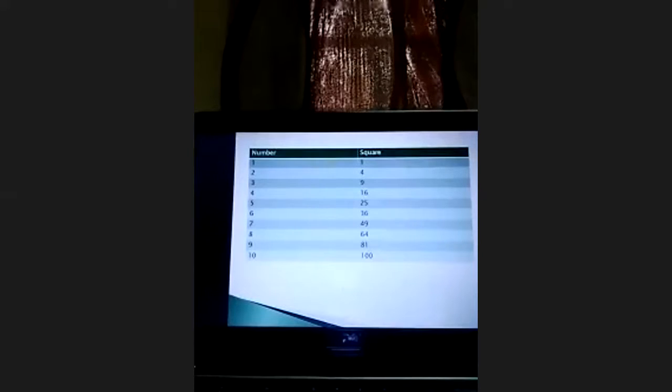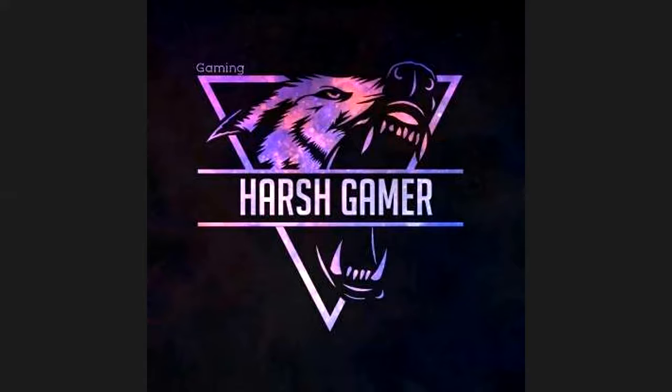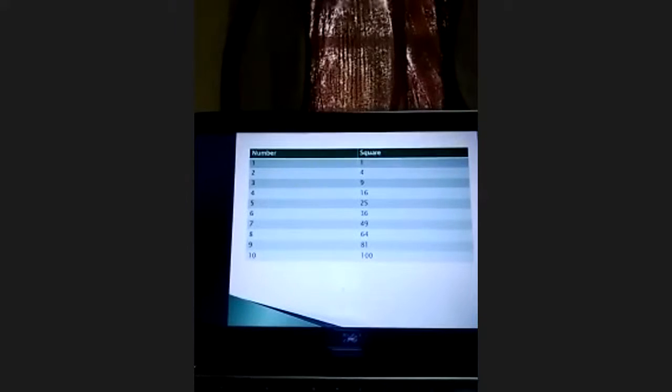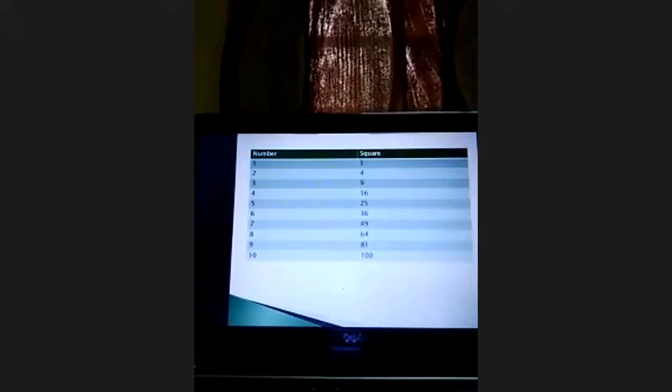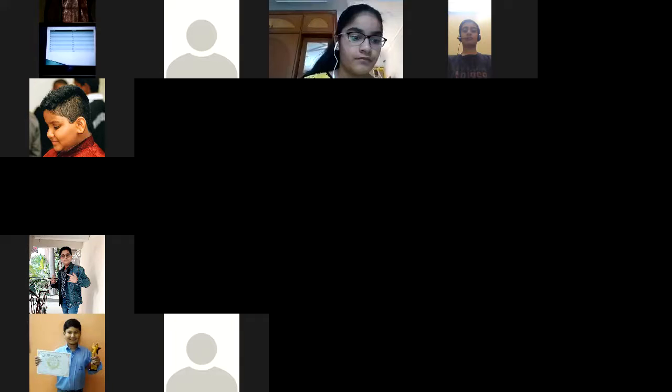Okay. 5 into 5 is 25. 5 is an odd number, so 25 is also an odd number. 6 is an even number, 36 is also an even number. 7 is an odd number, its square is 49, an odd number. Similarly for 8, 9 and 10. You can take any number at random. If a number is an even number, then automatically its square will also be an even number. If the number is an odd number, then its square will also be odd.